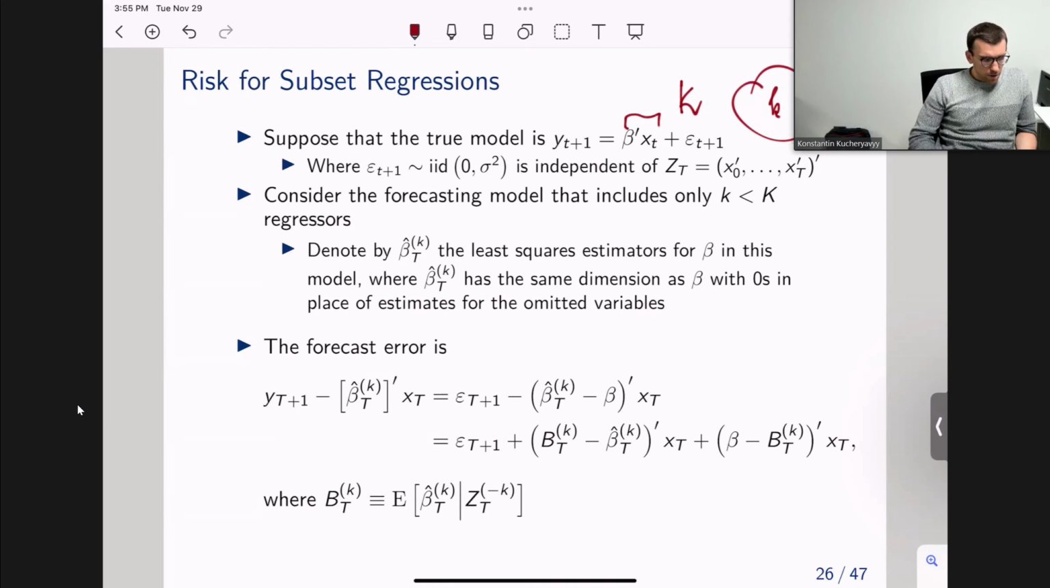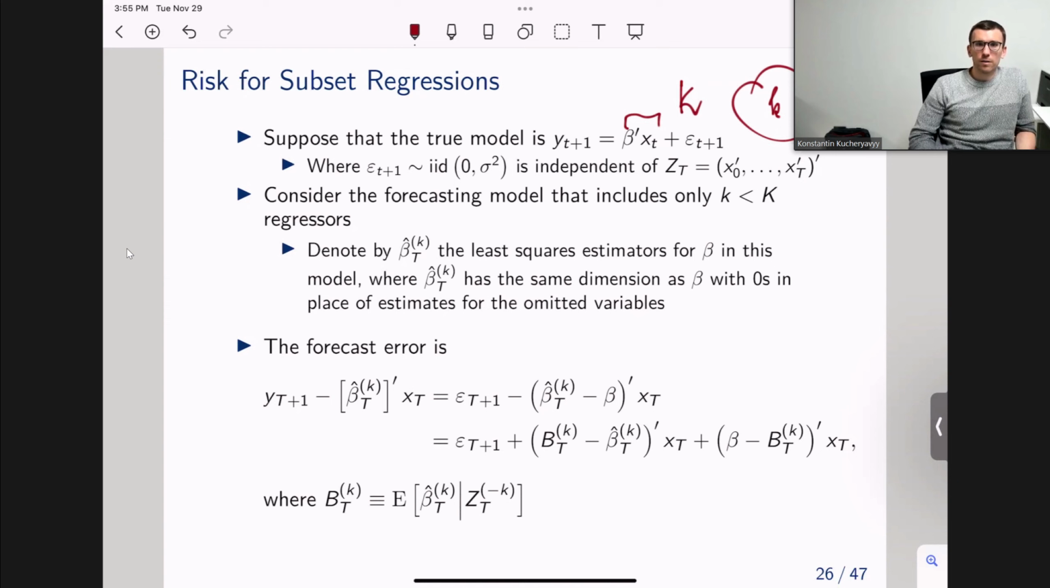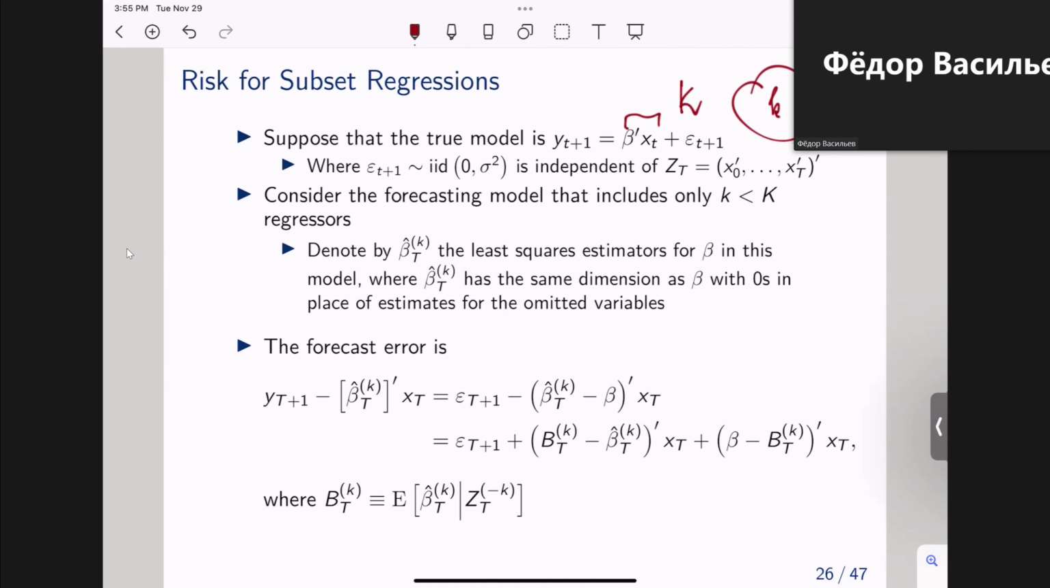Now, supposedly this is bad for forecasts, right? Because we are not using the right model, right? Yes, and because there can be correlation of the explained variable and the error term.